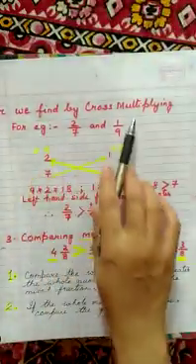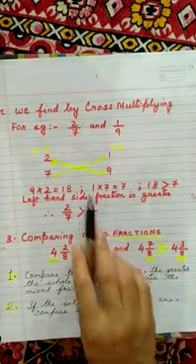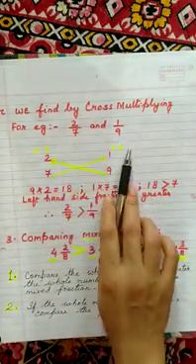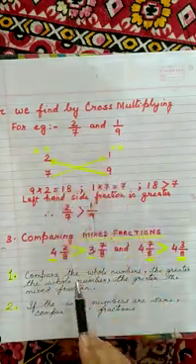Now there is another way of comparing fractions, that is cross multiplication. Now we have two unlike fractions here. We can find out which is greater and which is smaller through cross multiplication.